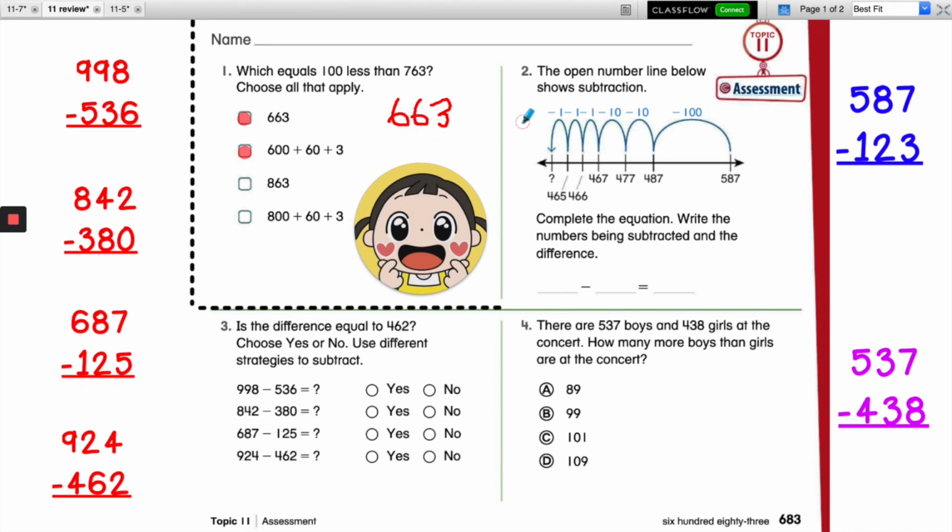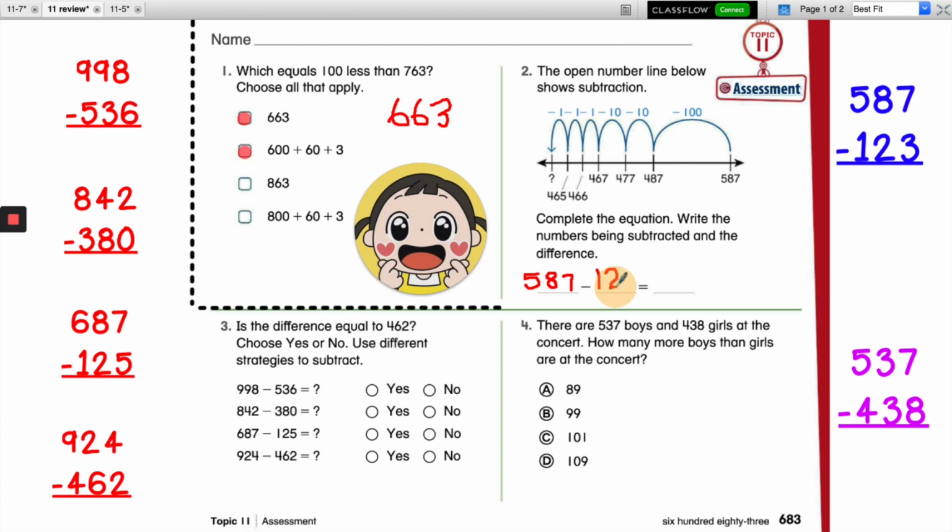Number 2, the open number line below shows subtraction. Complete the equation. Write the numbers being subtracted and the difference. So we can always use an open number line, and we can just follow along here, and we can see that they started at 587. So I would write 587. And they're subtracting 100 plus 10 plus 10 more is 120, 121, 122, 123.